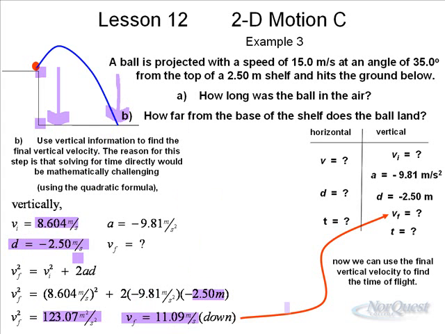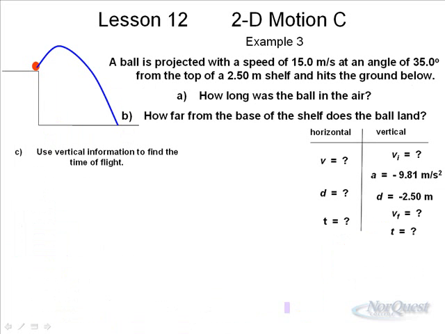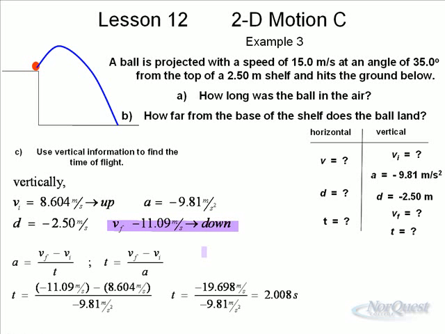And of course the final velocity can now be used to find the time of flight. So this is C in our step-by-step solution. Using the vertical information to find the time of flight, now that we know that the final velocity was negative 11.09, we can use that here, and we can solve for t. There's a number of different ways to solve for t. Here's the most likely candidate. There's probably one more method, or maybe even two, that you could use.